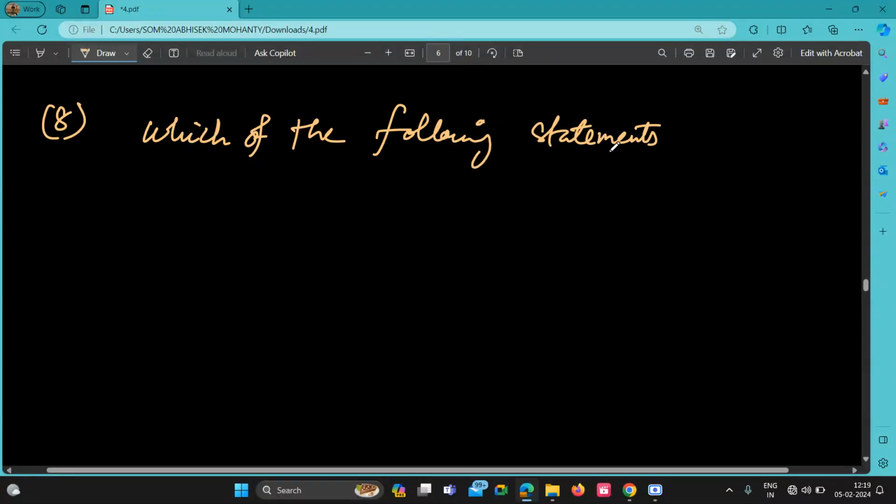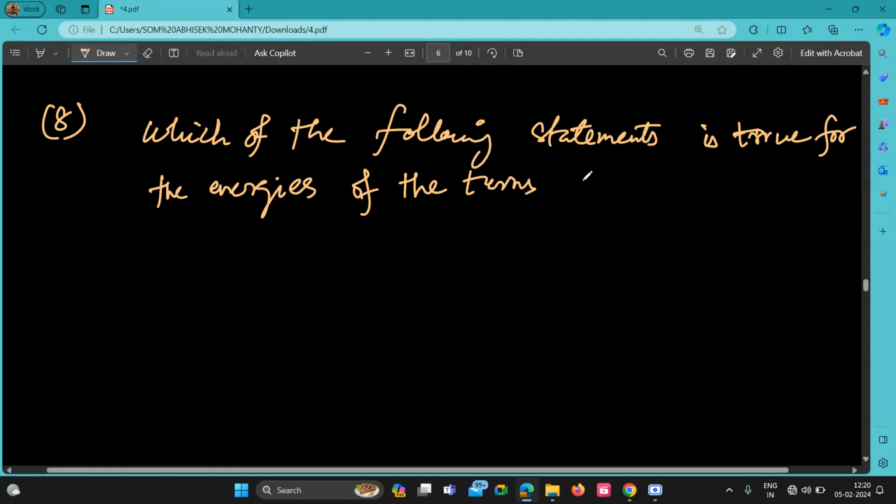Which of the following statements is true for the energies of the terms of the carbon atom in the ground state electronic configuration? This is from JEE 2015. You can write it down.